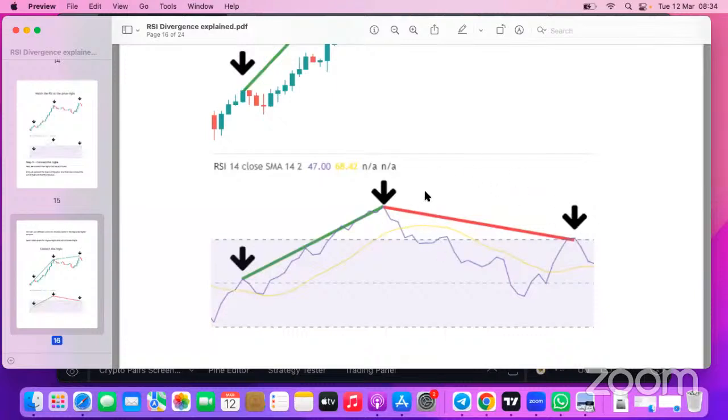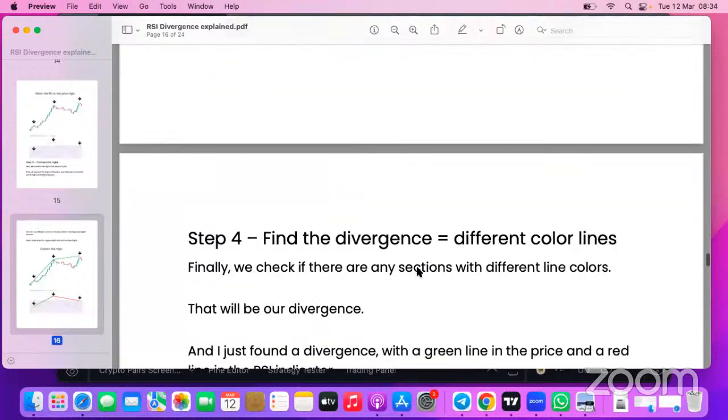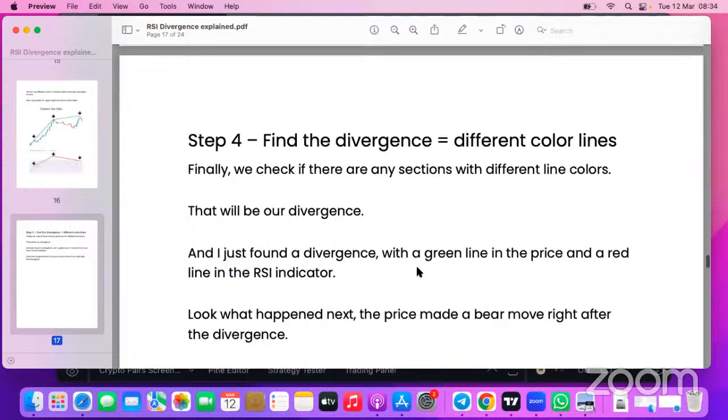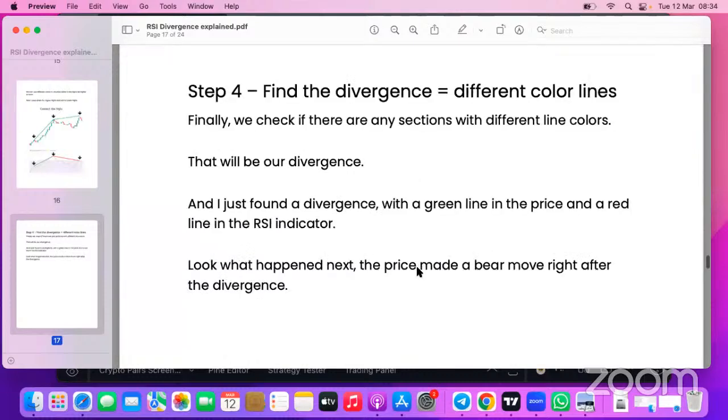Give me a 2 in the chat if you have seen it. So that's the divergence, guys. So find the divergence with different colors. Finally, we check in different colors. There will be a divergence. And we just found a divergence with the green line in the price and the red line in the RSI indicator.